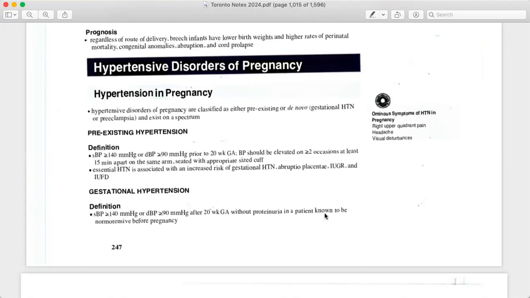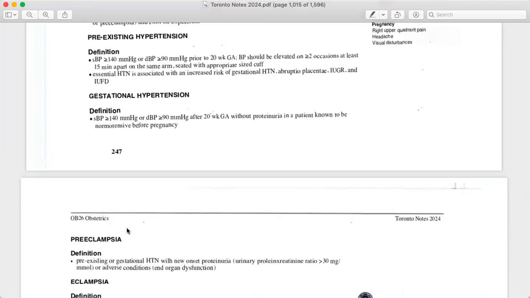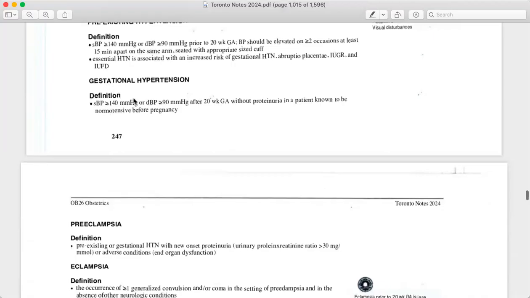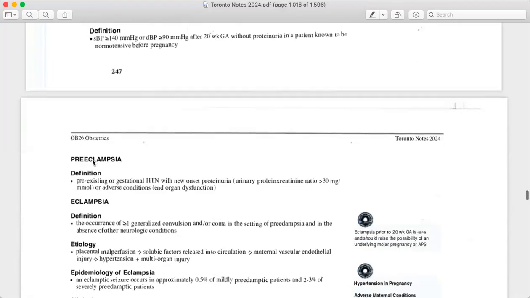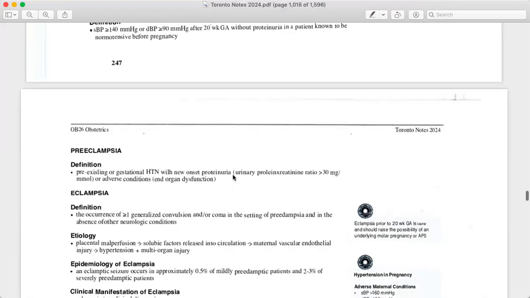Without proteinuria in a patient known to be normotensive. So basically, if there is no proteinuria, this is gestational hypertension, only gestational hypertension. Preeclampsia is with the onset of proteinuria, or adverse conditions like any end organ damage, not just the proteinuria. If there is retinopathy or any other organ damage happening, then this is preeclampsia as well. We usually just limit ourselves only to proteinuria. So they might give you anything else, maybe a heart condition or anything.